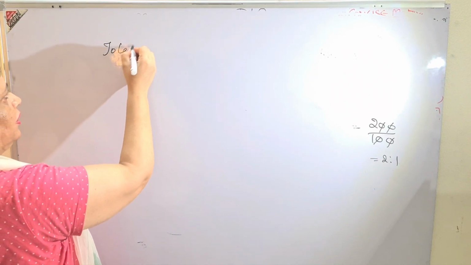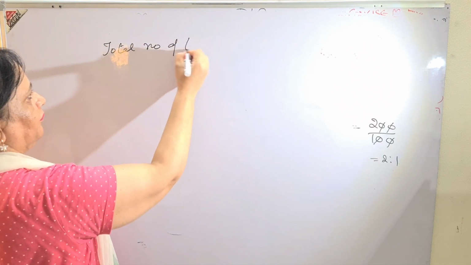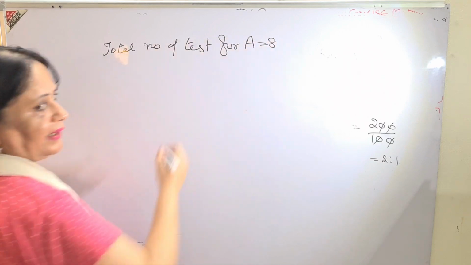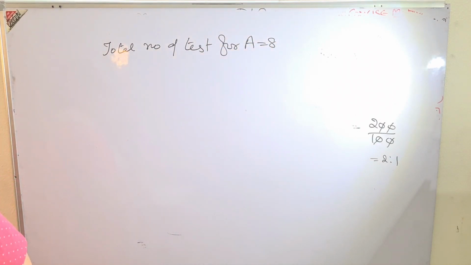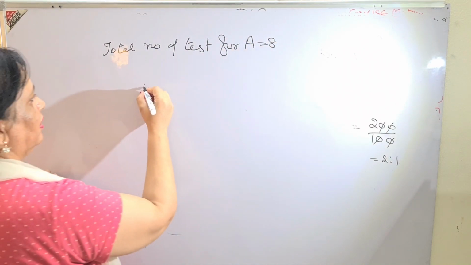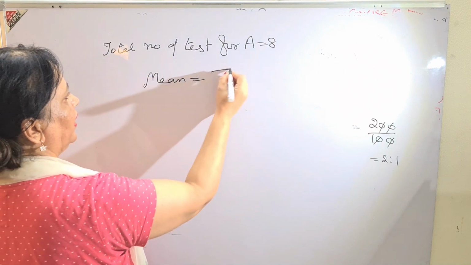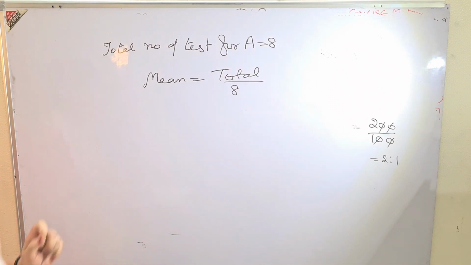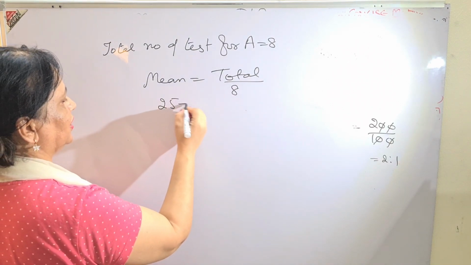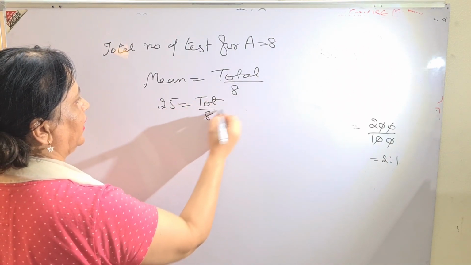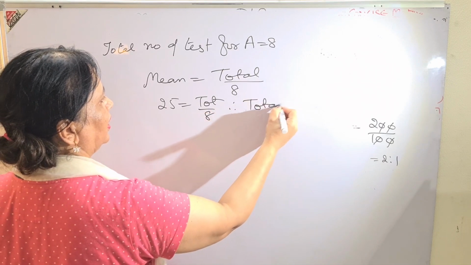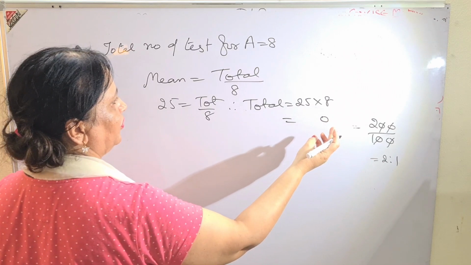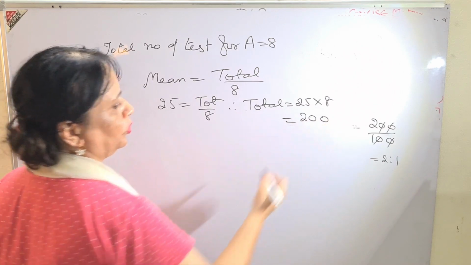Last question. Total number of tests for A is equal to 8, and he says that mean is total over 8, but mean is given to be 25, or average they have used the word. So total upon 8, or total is equal to 25 into 8. 8 5s are 40, 8 2s are 16, or 4, 200.